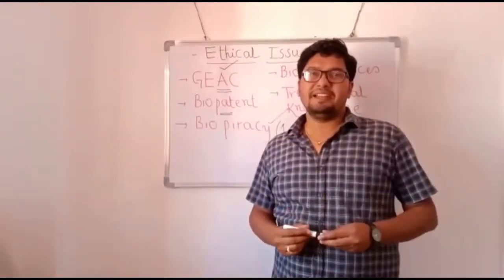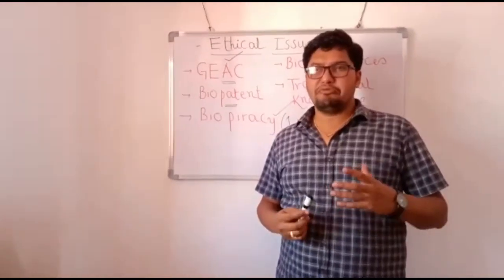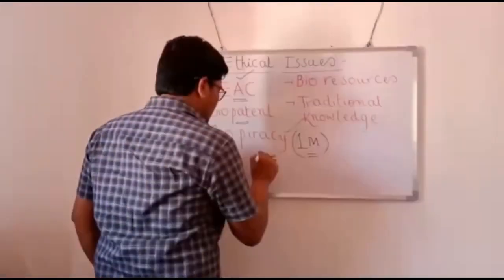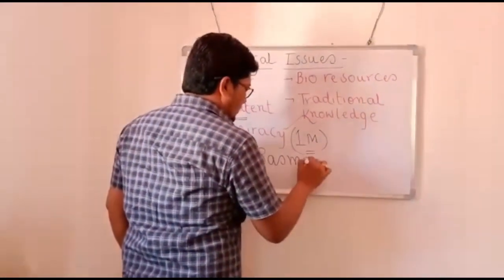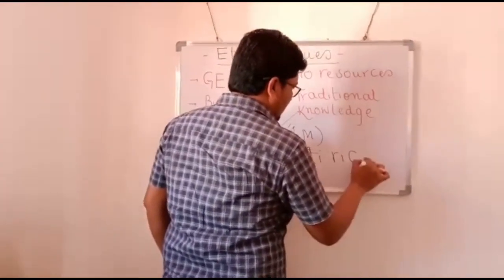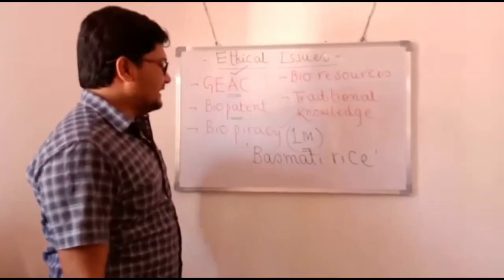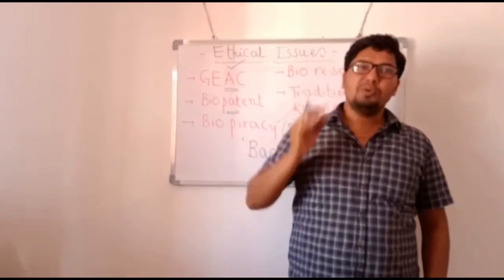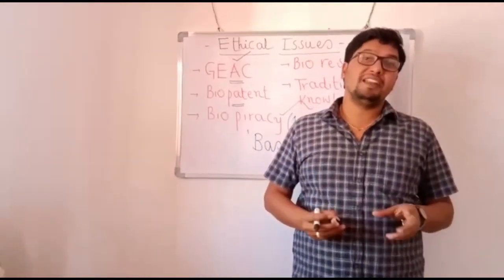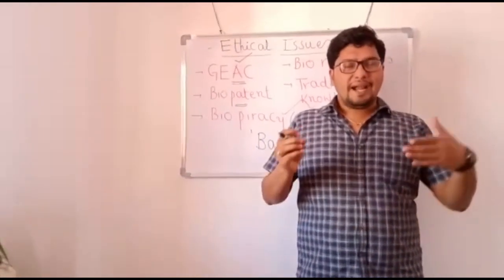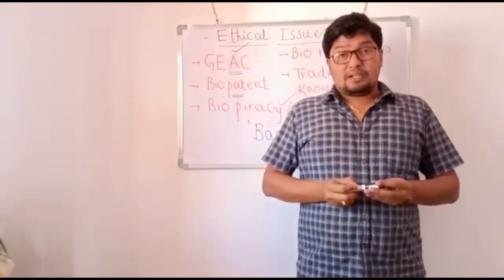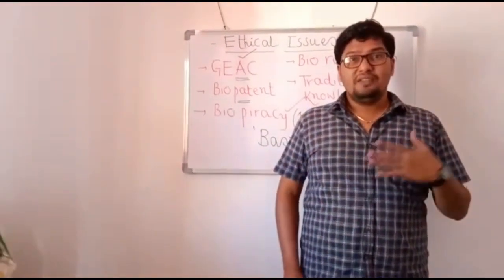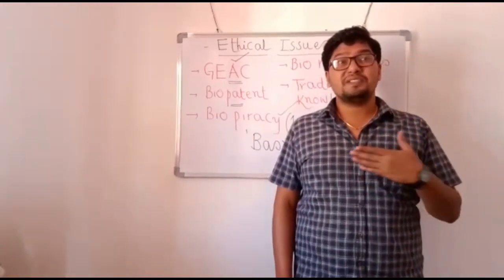Related to biopatent and biopiracy, we have given some example in the textbook. That example is related to Basmati rice, and we know that the Basmati rice variety is very popular for its flavor and aroma, as we all know. In other chapters also we have studied rice, which has thousands of varieties, and here it is mentioned there are almost 2 lakh varieties of rice present in India.